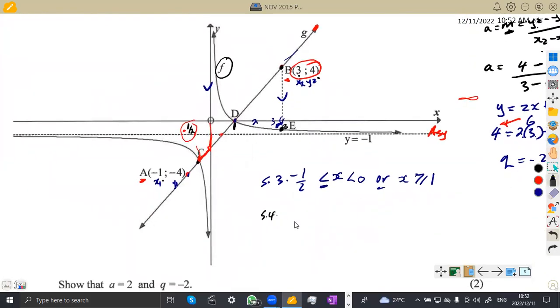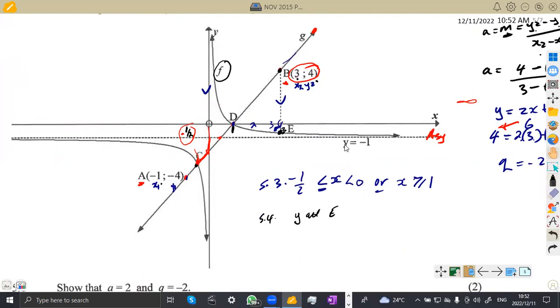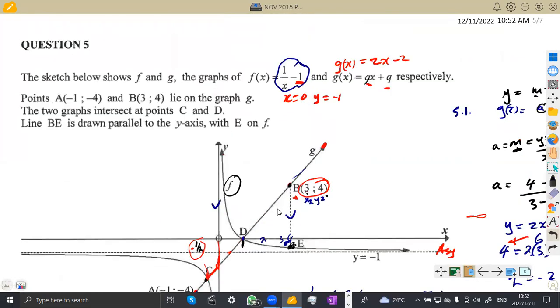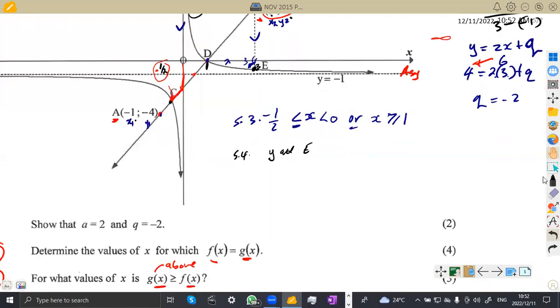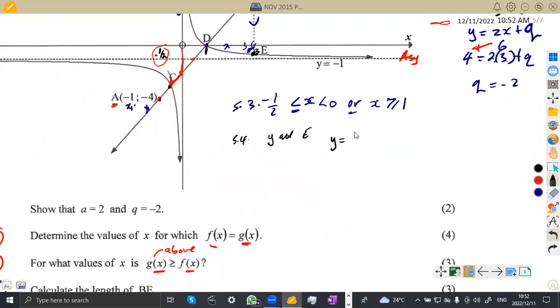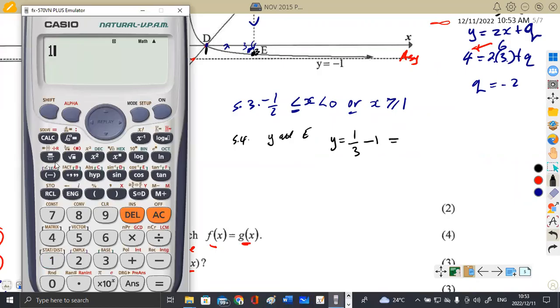Okay, so this is 5.4. So we need the value of y at E, where at this point E, x is equal to 3. So we're taking advantage of F because it lies on F. We are given the equation for F here as 1 over x minus 1. So we are going to have y is equal to 1 over x minus 1. We say the value of x here is 3. So it's 1 over 3 minus 1. That is the value of y at that point.